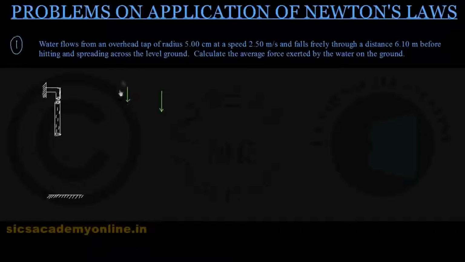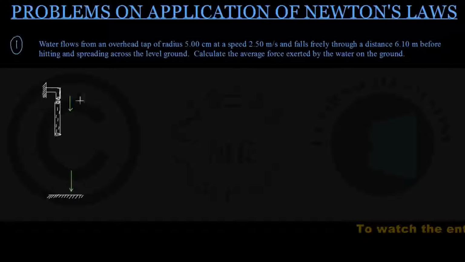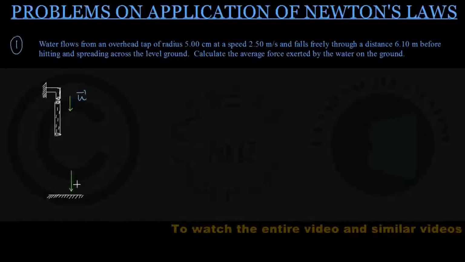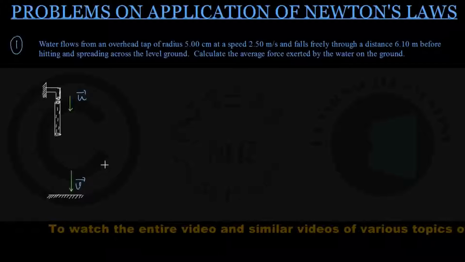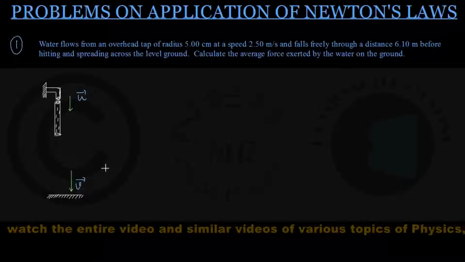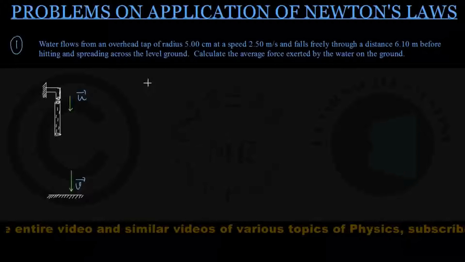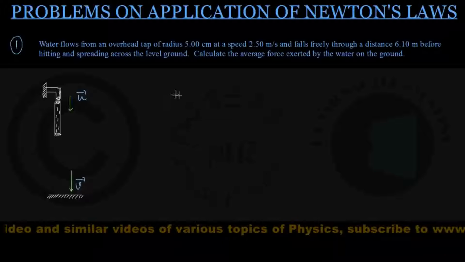First of all, we must appreciate that the speed of water as it comes out of the mouth of this overhead tap is not remaining constant because it's falling freely under gravity, right? So if we call the initial velocity u, then the final velocity of the water at the end of free fall as it hits the ground is somewhat higher because it's accelerating under the force of gravity. Now what is that velocity? For that we have got a ready-made equation of kinematics.